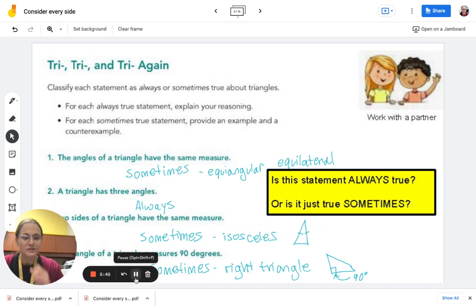And doing this task gave us the opportunity to review some of our key vocabulary: equilateral, isosceles, and right. And we also decided that the word equilateral and the word equiangular both describe the same type of triangle. That would be a triangle where all the sides are the same measure and all the angles are the same measure.